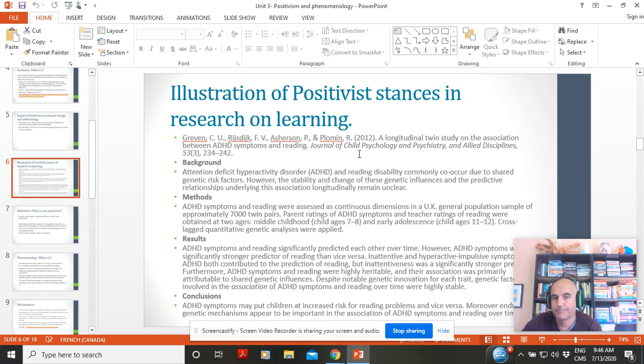So you have one here, longitudinal twin studies on the association between ADHD symptoms and reading. So it's going to be very symptomatic. I'm not going to give you too much information because in this first half it's active learning. You're leading the exploration, but you should be able to link all of your conclusion as to what positivism is and the second discussion thread too about methodology into this.